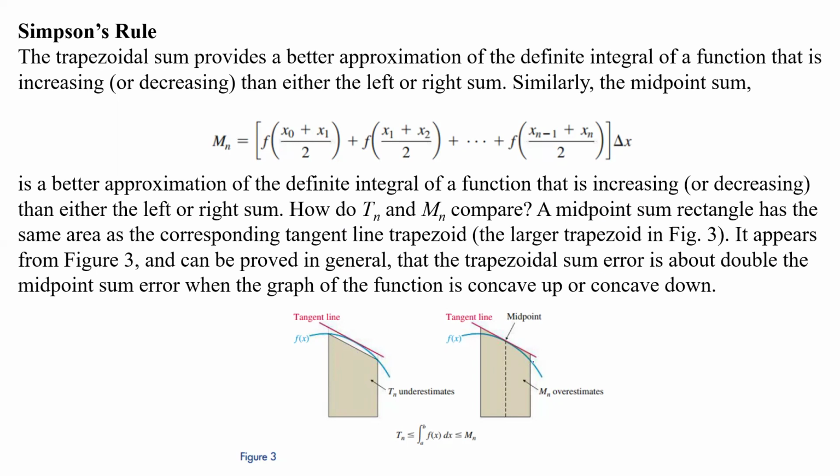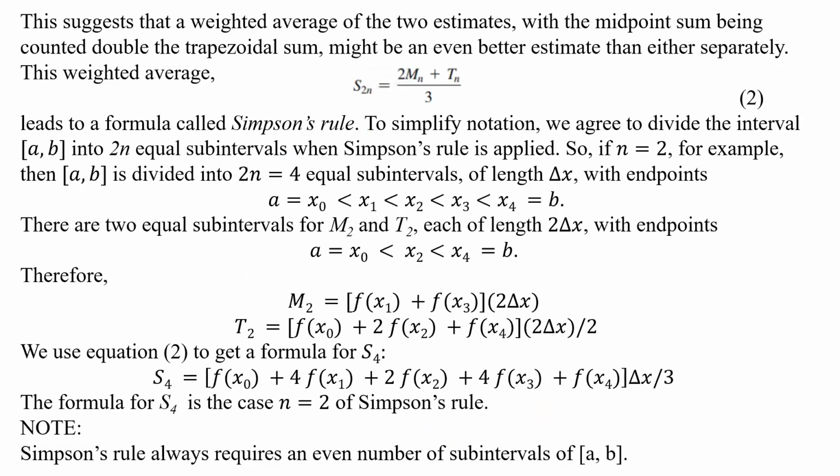It appears from figure three that it can be proved in general that the trapezoid sum error is about double the midpoint sum error when the graph of the function is concave up or concave down. So it looks like it's double. If we wanted to actually calculate it, we could, but we're just going to take their word for it and not worry about that. So this suggests that a weighted average of the two estimates, the midpoint and the trapezoid, would be the way to go. And remember, the midpoint error is counted double the trapezoid sum.